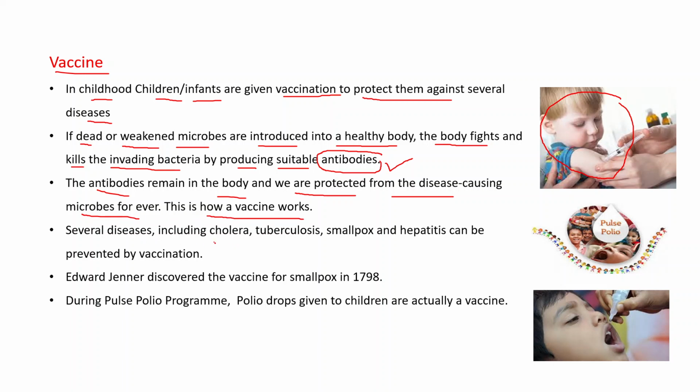Several diseases including cholera, tuberculosis, smallpox and hepatitis can be prevented by vaccination. Edward Jenner discovered the vaccine for smallpox in 1798. And during the pulse polio program, polio drops given to children are actually a vaccine. I think this is the only vaccine which is given in the form of drops. Otherwise, all vaccines are given in the form of injection. If you remember, that is "दो बूंद जिंदगी के लिए". That sentence was often said when this program was continued.